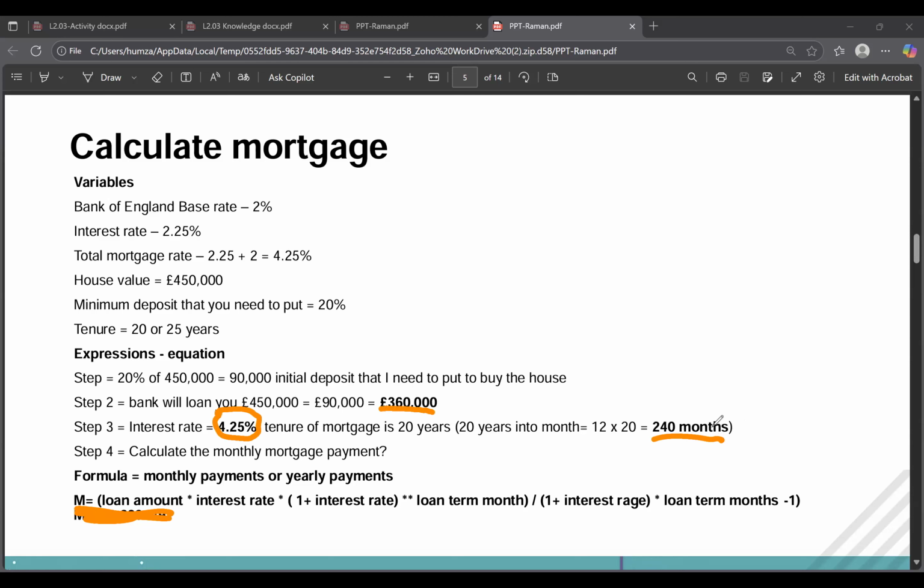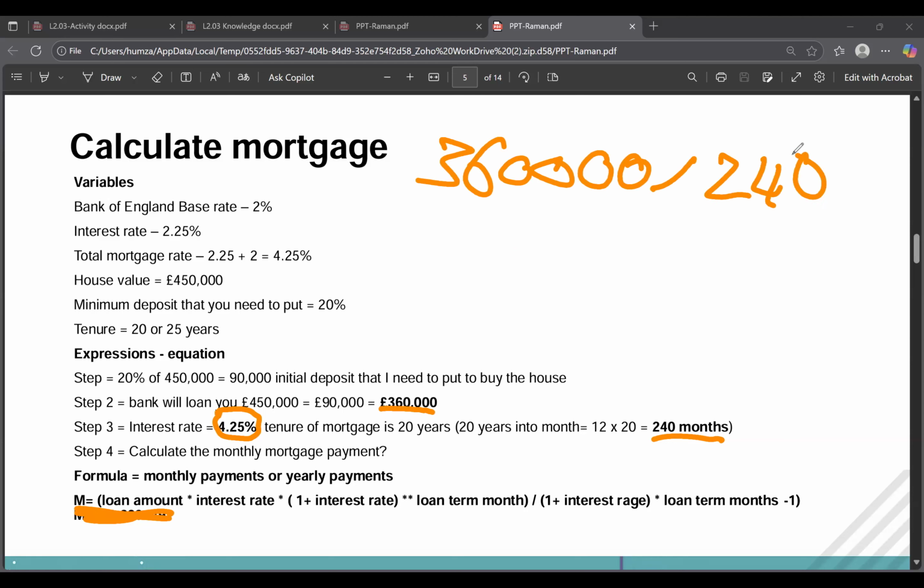So now we want to work out what the monthly payment is without interest. So the monthly payment without interest will be 360,000 divided by 240. Do you get why I did that? So then we get 15,000, the answer, if you do it in a calculator. But remember, we've got to add the interest. We need to add this 4.25%.